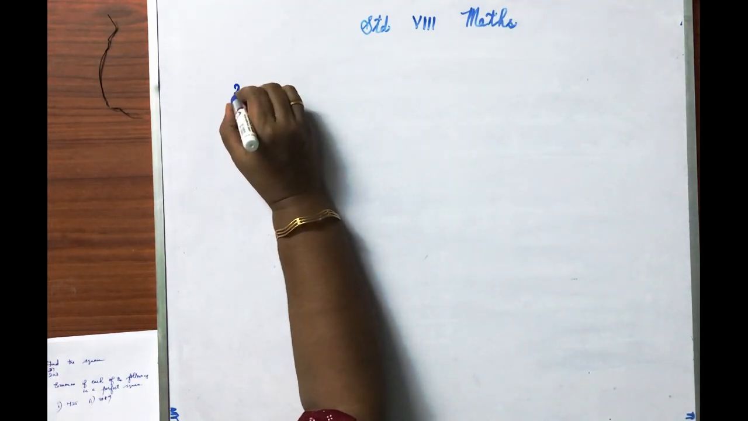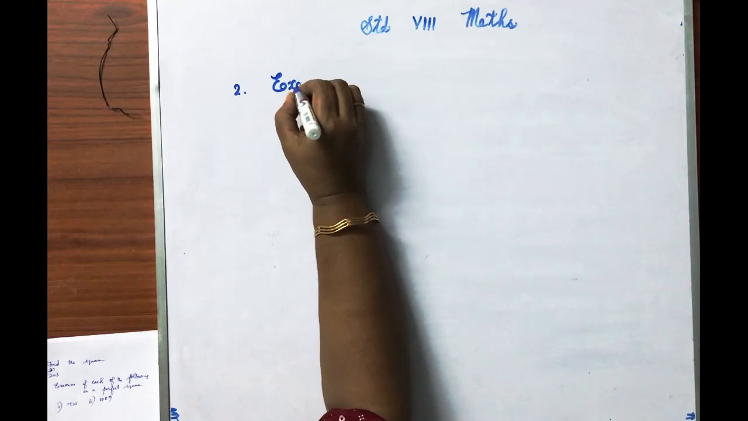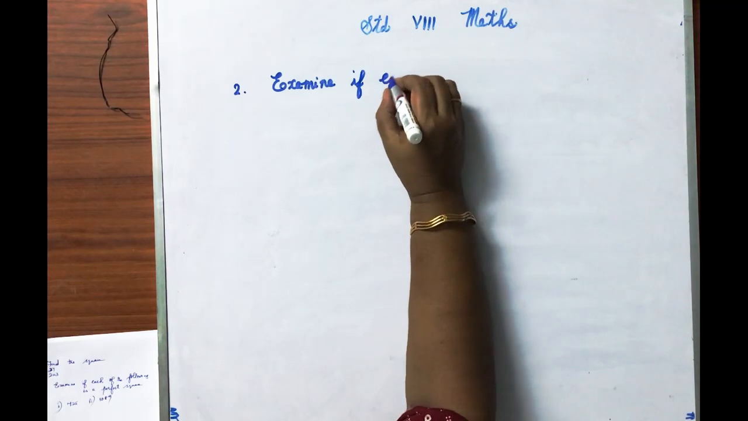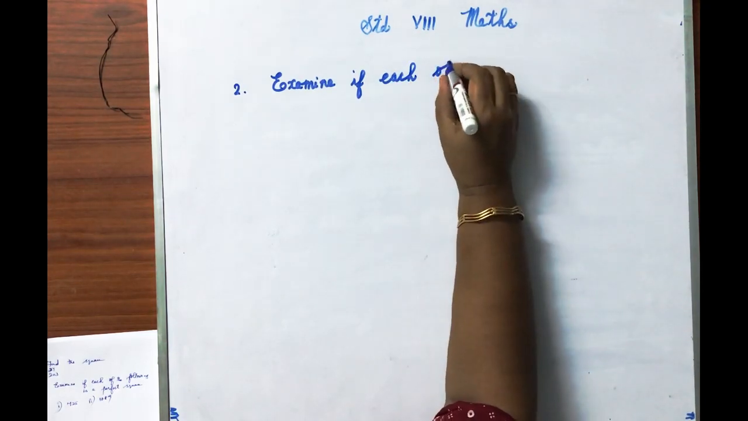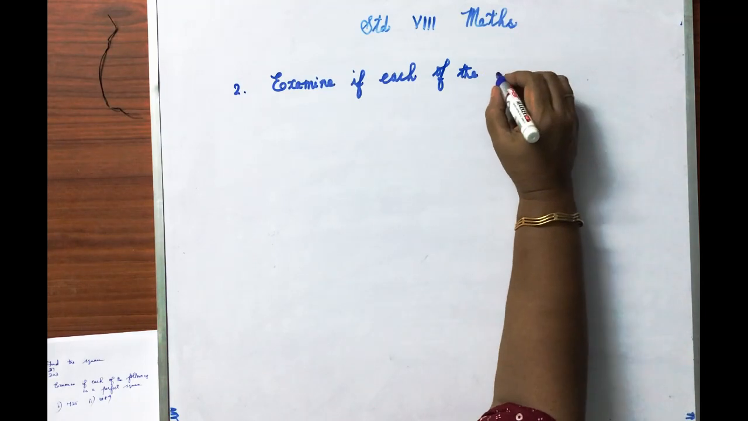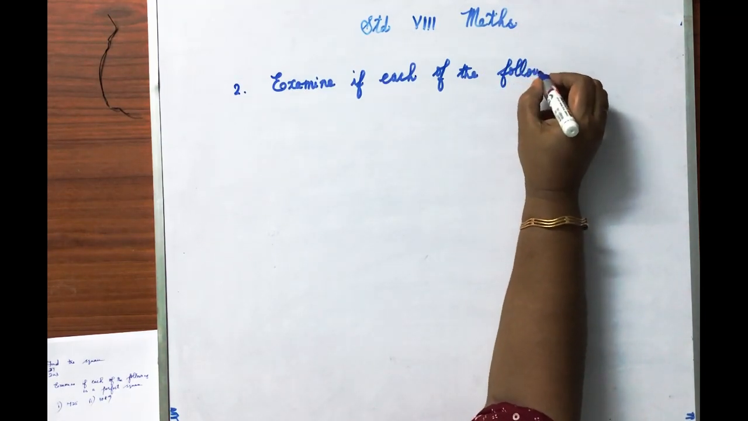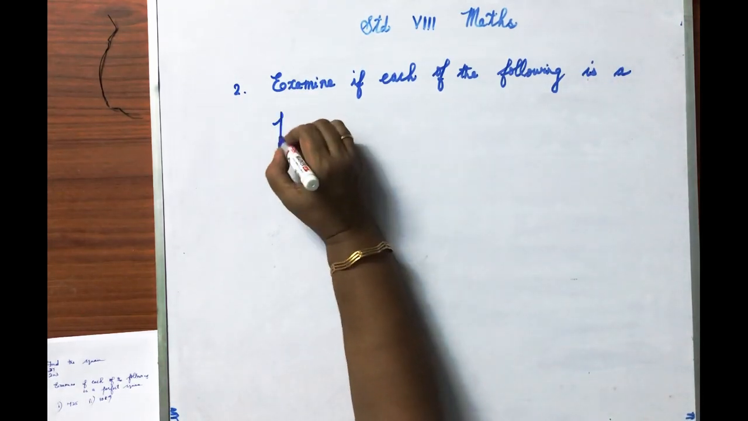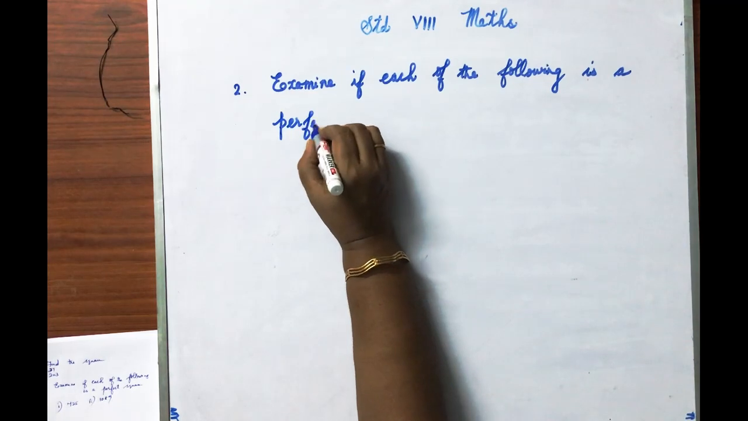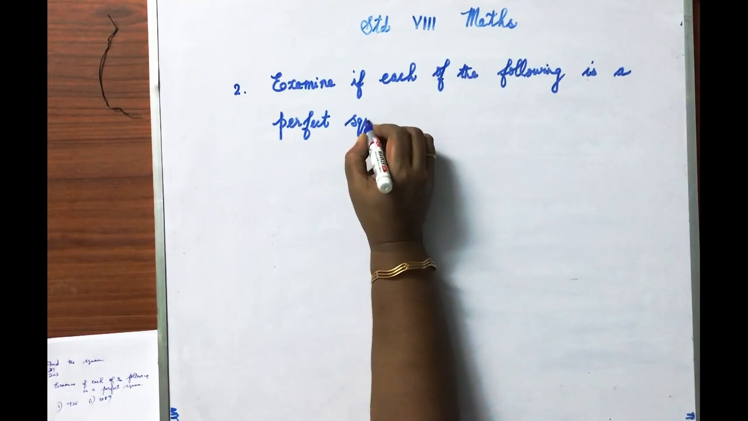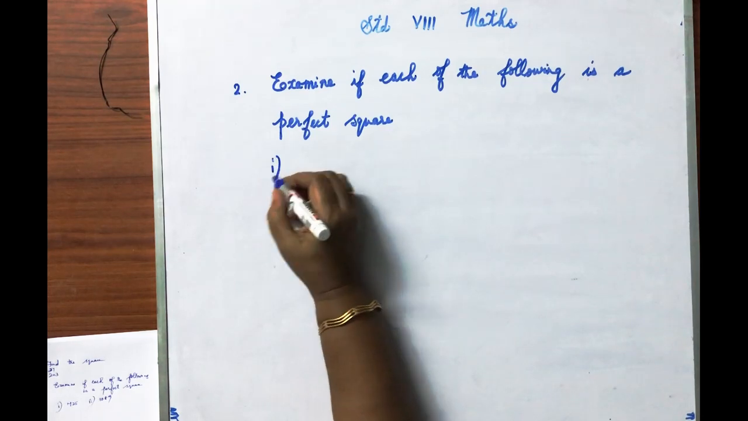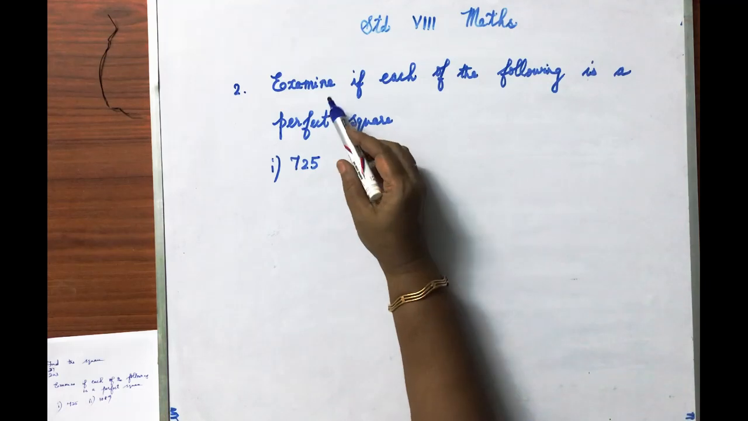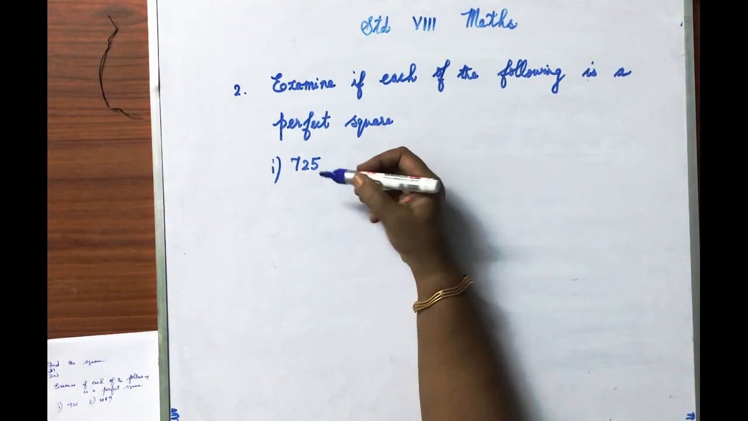Now second sum: examine if each of the following is a perfect square. So first sum is 725. So here what we should find out? We should find out whether this number is a perfect square.